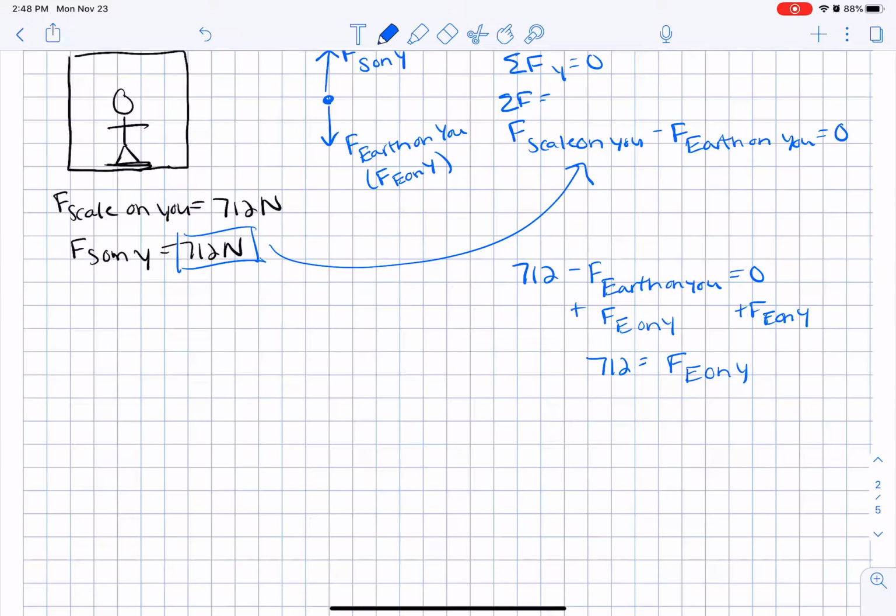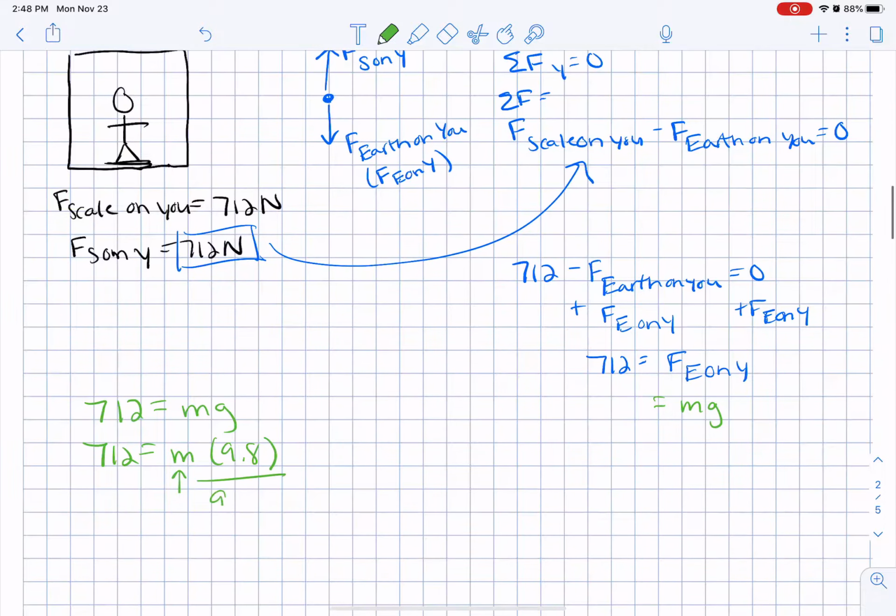Well, there's something else we know. We know that the force the Earth exerts on you is always equal to mass times g, that 9.8. So I'm going to move this over here and say 712 equals mg. And I know that g is 9.8. Okay, so now I just need to solve for mass. So I can divide both sides by 9.8. And I get mass is 712 divided by 9.8. And I get 72.6 kilograms. And that would be your mass.